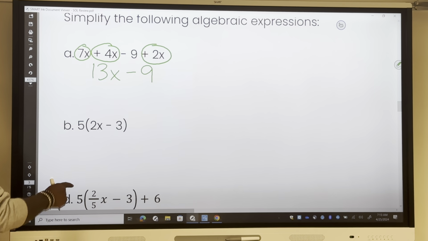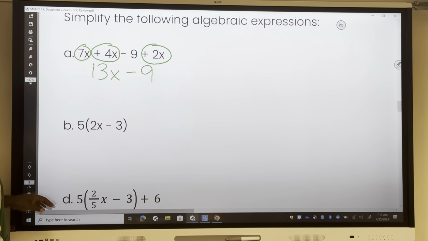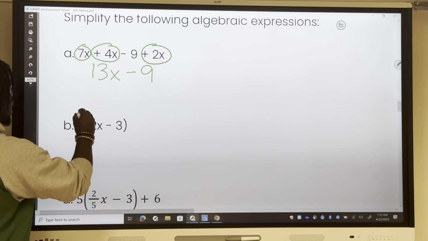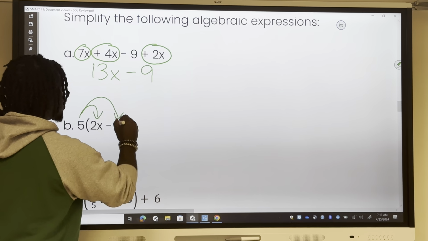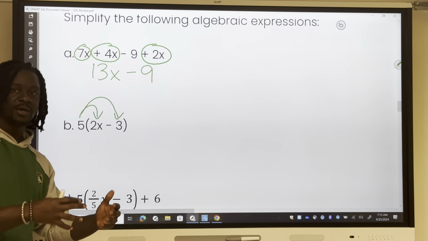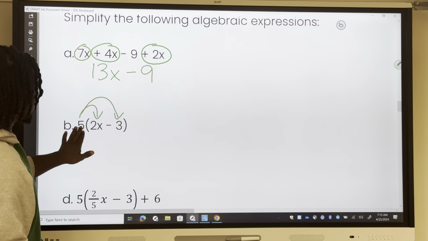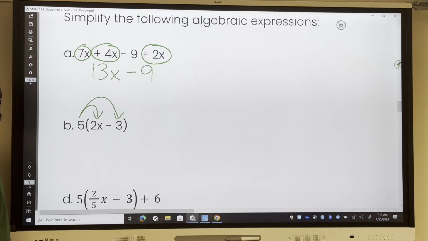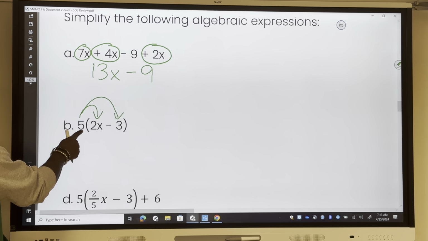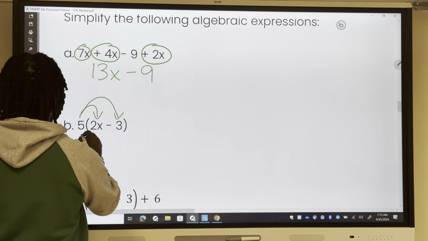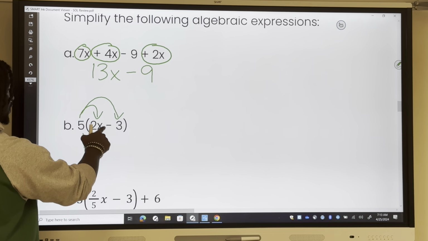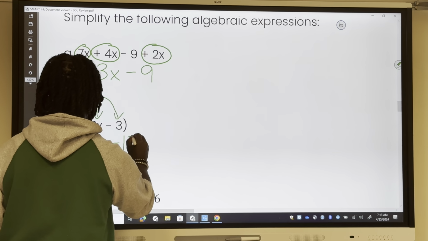Now for the distributive property. Whenever I have a number outside of the parentheses, remember, I have to multiply by both numbers on the inside. The most common mistake is people forget to multiply by both, and maybe they just multiply by one. Please remember not to make that mistake. So we have 5 times 2x, and that will give me 10x. And then we have 5 times a negative 3, and that will give me negative 15.